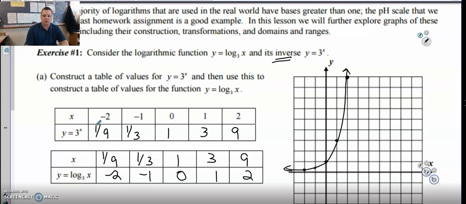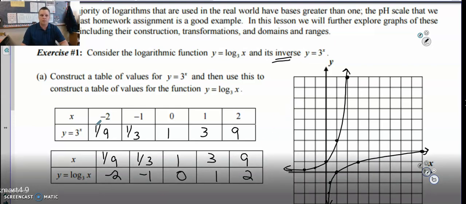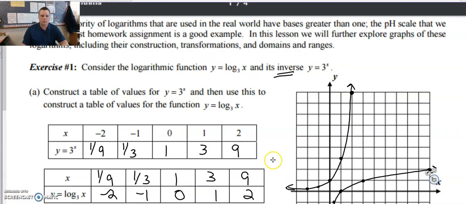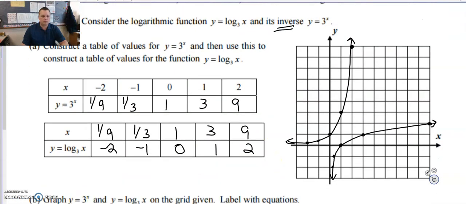Then the same thing with the next one. I started with 1, 0, then 3, 1, and then 9, 2. And then the 1/3, -1, and the 1/9, -2. So, and those could be approximate. They don't have to be perfect. And again, draw the lines with the arrows. Okay, and that didn't work out too bad.